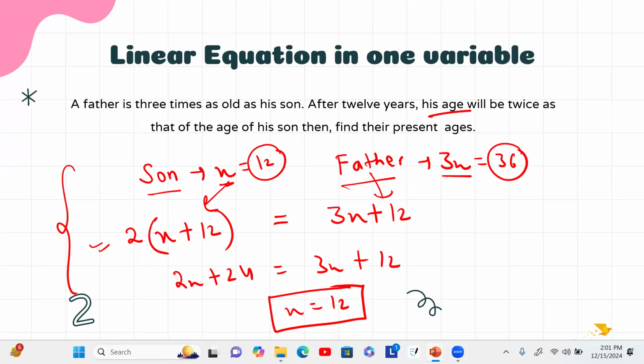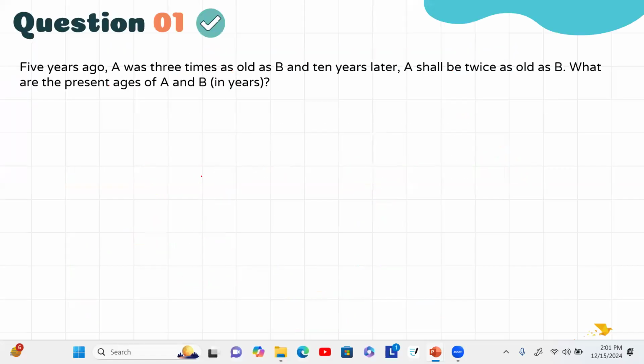Try to avoid two variables. Though we can solve the question using two variables as well, it becomes a bit complicated and takes more time. So as far as possible, take one variable only. Try this question now.